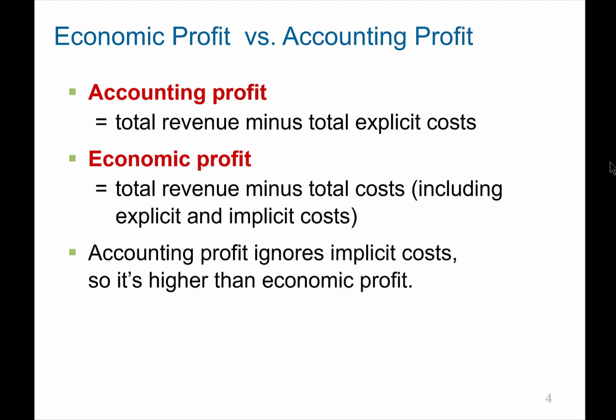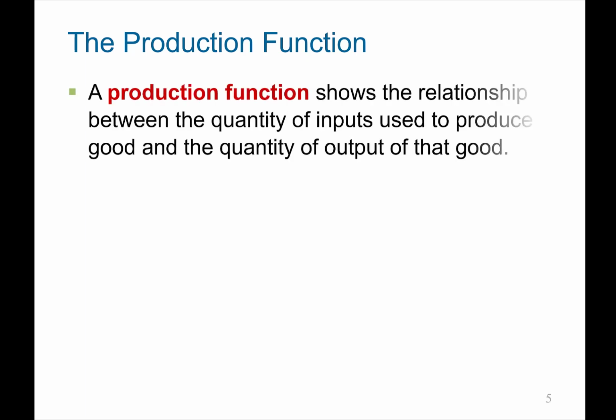And so, of course, we're going to assume from now on, anytime we say costs or anytime we say profit, we're talking about true opportunity costs, both explicit and implicit, and therefore we are talking about economic profit in this class. Okay, the production function. So the production function shows us the relationship between inputs and outputs.